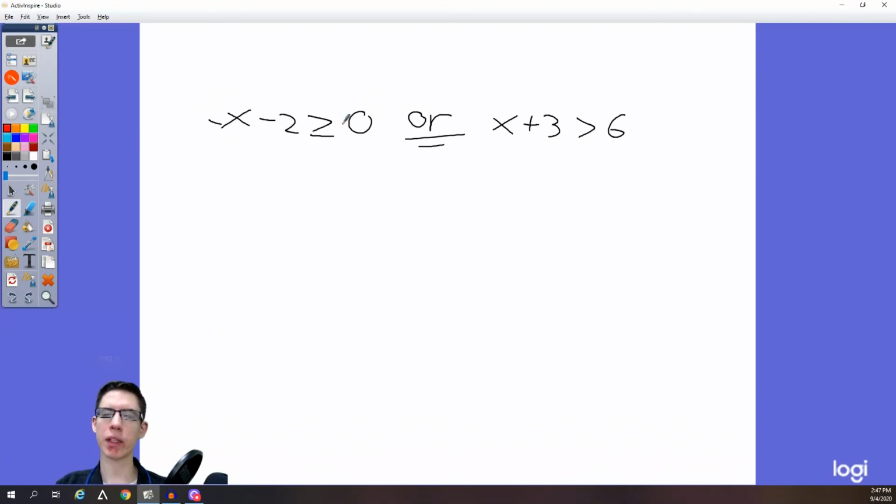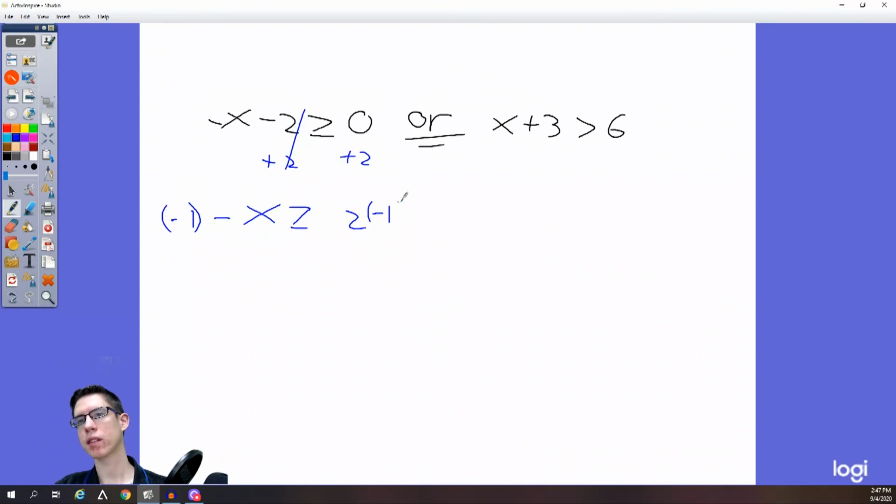Okay, this one's going to require a little bit more work, but not much. I'll switch to blue so we can kind of look at these individually. So we've got -x minus 2 greater than or equal to 0. Let's go ahead and add the 2. Add the 2 on both sides, that cancels. -x is greater than or equal to 2. And then, of course, we've got to multiply by -1, and when we multiply by a negative number, we get x less than or equal to -2. That gives us that one.